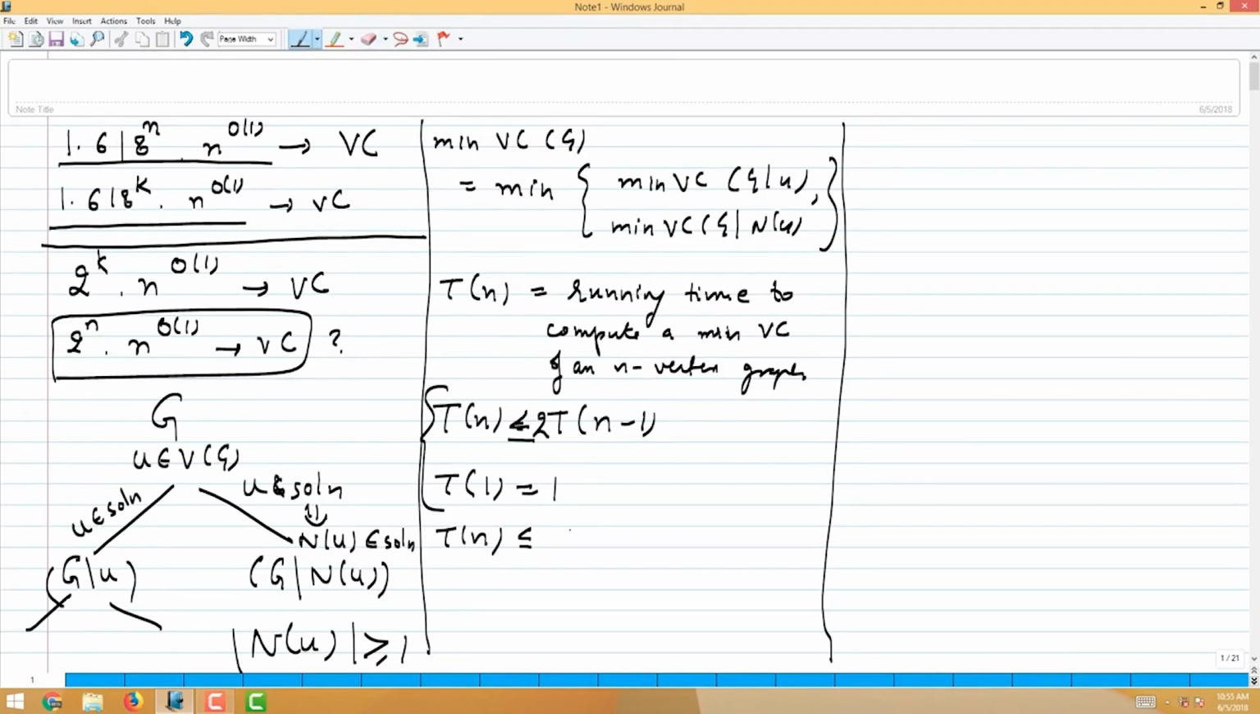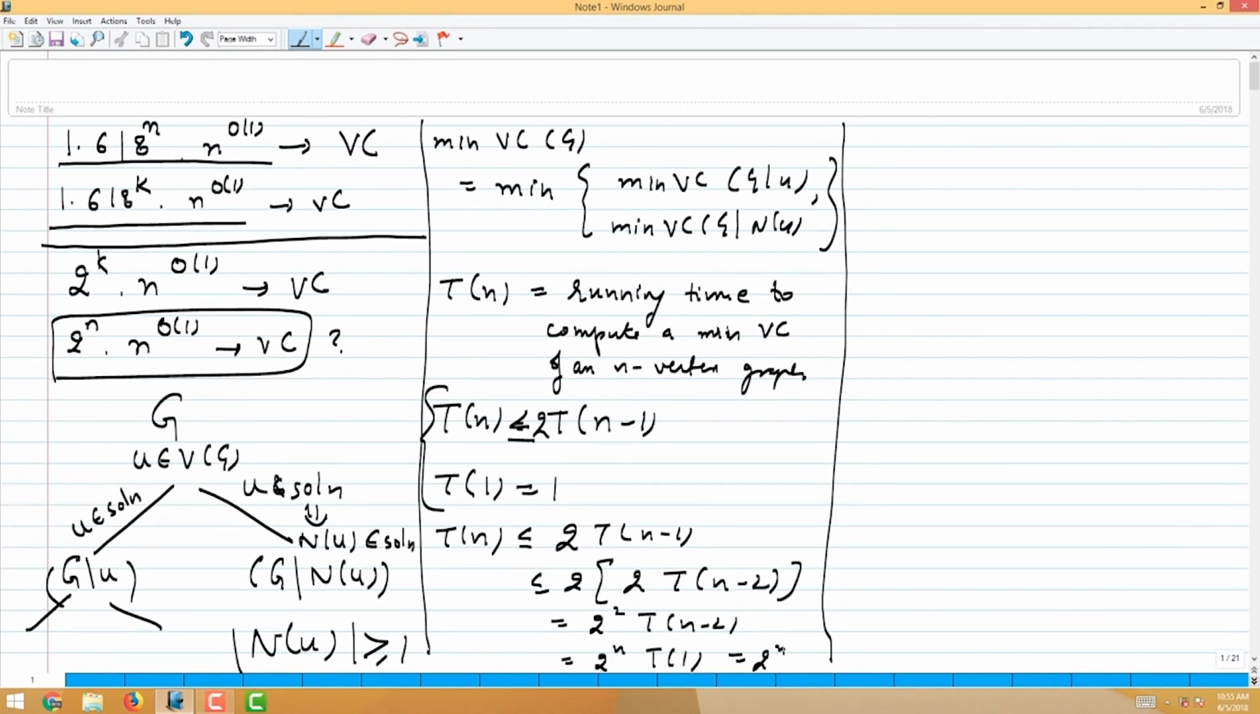This is 2 into Tn minus 1. And you know Tn minus 1 is nothing but 2 into Tn minus 2. So this is basically 2 power 2 into Tn minus 2. And you keep on doing this. Eventually you will get 2 power n into T1. And T1 is 1. So you will solve it to 2 power n. Yeah, so this is how you get a 2 power n algorithm for vertex cover.